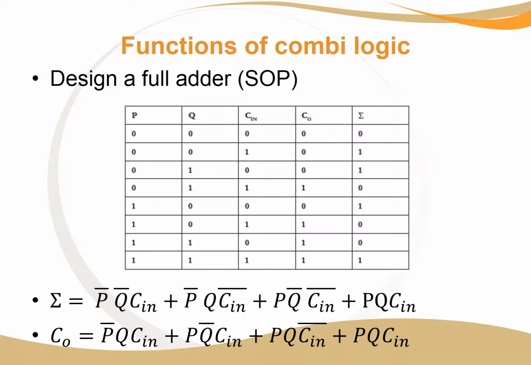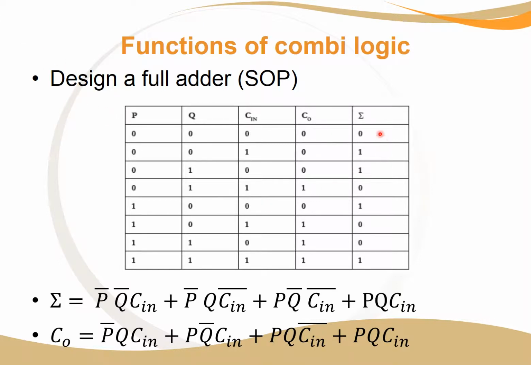So now the question comes: design a full adder sum of products. This is the truth table for a full adder. P and Q are the inputs, the carry in, carry out, and the sum. Just as the other one is. So we fill in the truth table exactly the same as the previous full adder truth table.